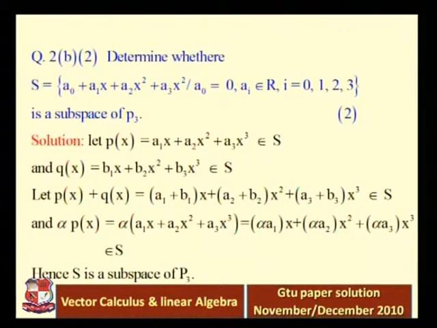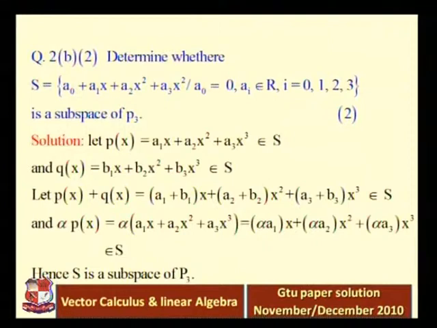So let P(x) = a1x + a2x² + a3x³, which belongs to S, and Q(x) = b1x + b2x² + b3x³, which belongs to S. Then P(x) + Q(x) = (a1 + b1)x + (a2 + b2)x² + (a3 + b3)x³, which belongs to S. And alpha P(x) = alpha(a1x + a2x² + a3x³) = alpha a1 x + alpha a2 x² + alpha a3 x³, which also belongs to S.